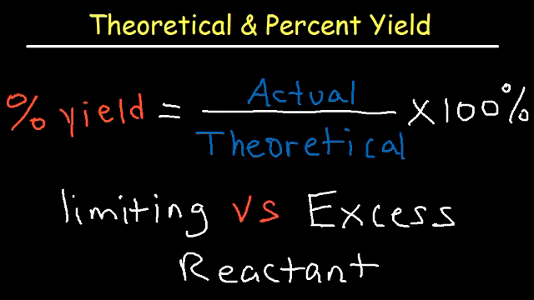In this video, we're going to focus on how to calculate the actual yield, the theoretical yield, and the percent yield. So as you can see, the equation is on the board. Percent yield is equal to actual over theoretical times 100%. Now we're going to go over a few practice problems using that equation. We're also going to talk about the difference between the limiting reactant and the excess reactant, and how to find that as well. So let's go ahead and begin.